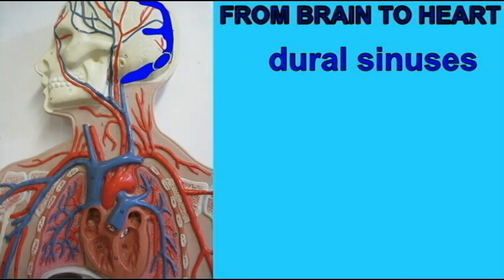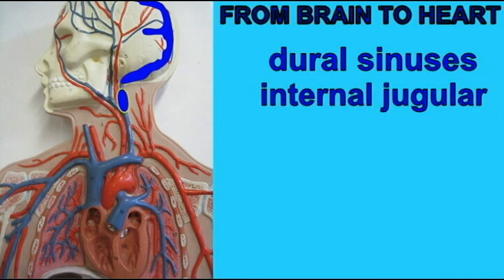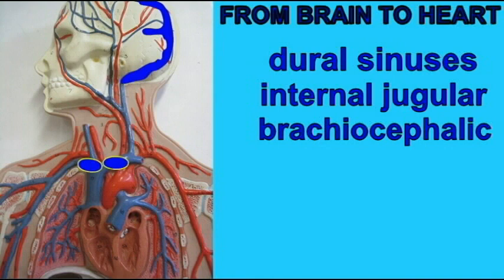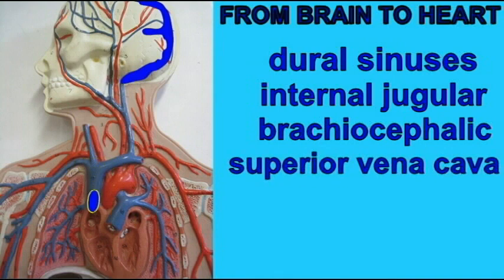Once again, deoxygenated blood passes through dural sinuses to the internal jugular vein, to the brachiocephalic vein, and the two brachiocephalic veins fuse to form the superior vena cava, which empties into the right atrium.